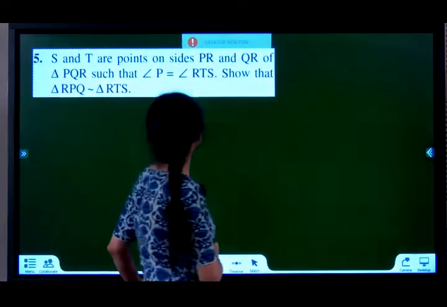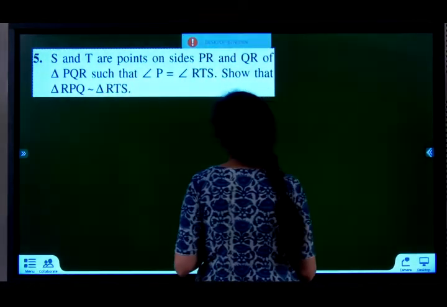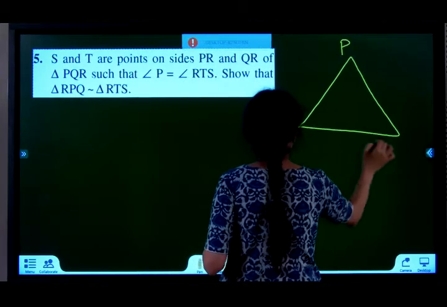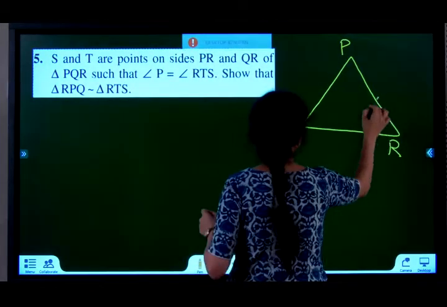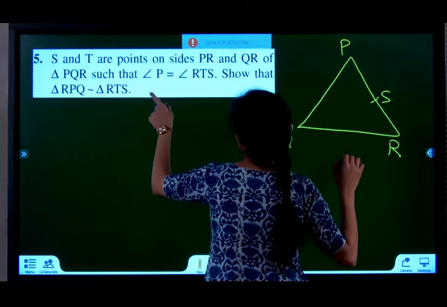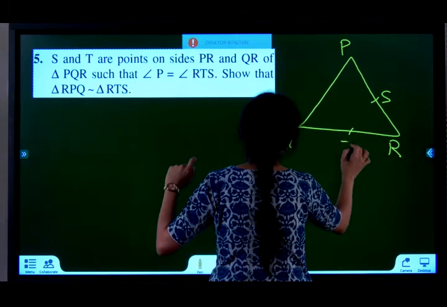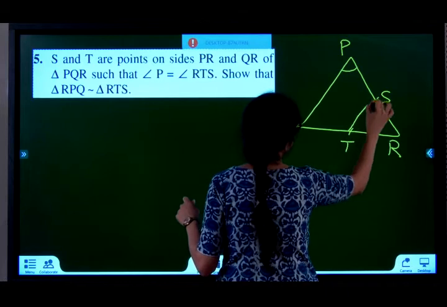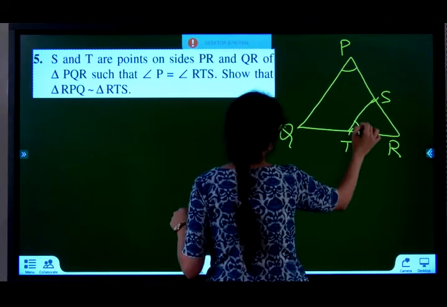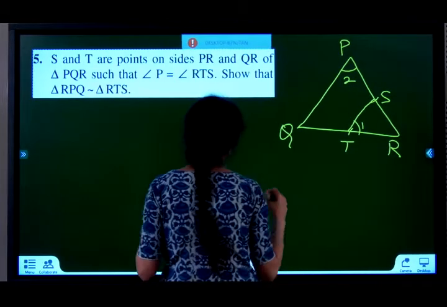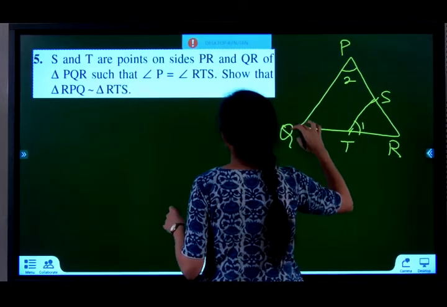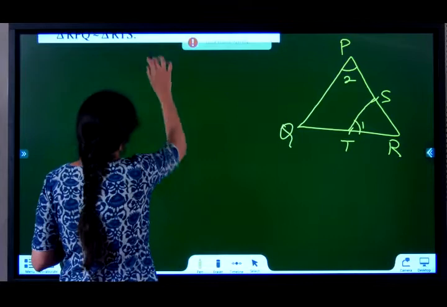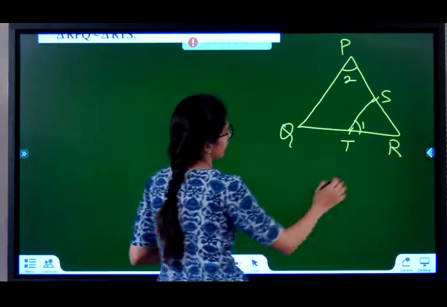Question 5. S and T are points on sides PR and QR of triangle PQR. So, I have a triangle PQR. S is a point on PR. T is a point on QR, such that angle P is equal to angle RTS. They have given these two angles are equal. You have to prove that triangle RPQ is similar to RTS. Very easy, direct question this is.